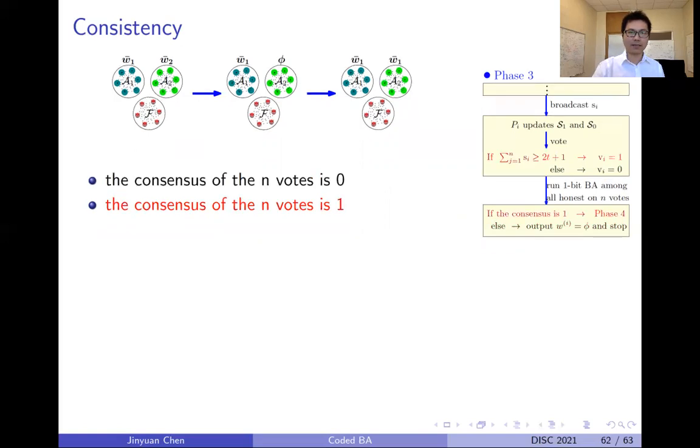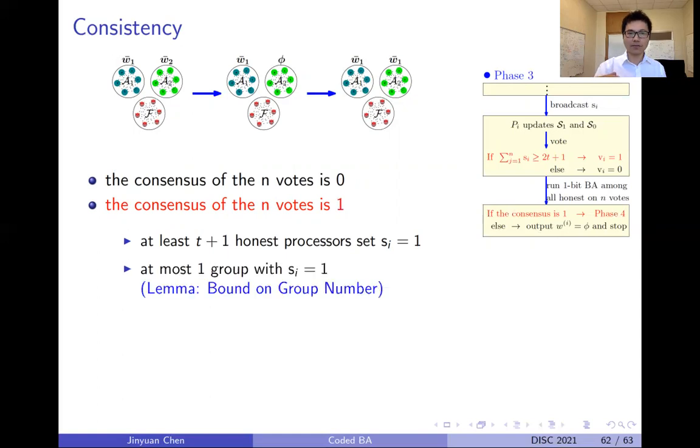In the second case, the consensus of n votes is 1. In this case, we argue that at least T+1 honest processors set their success indicators as 1s. And then with the previous result, saying that at most one group of honest processors having the updated message as non-empty, the rest with empty. Equivalently, the success indicators are equal to 1 for this group.